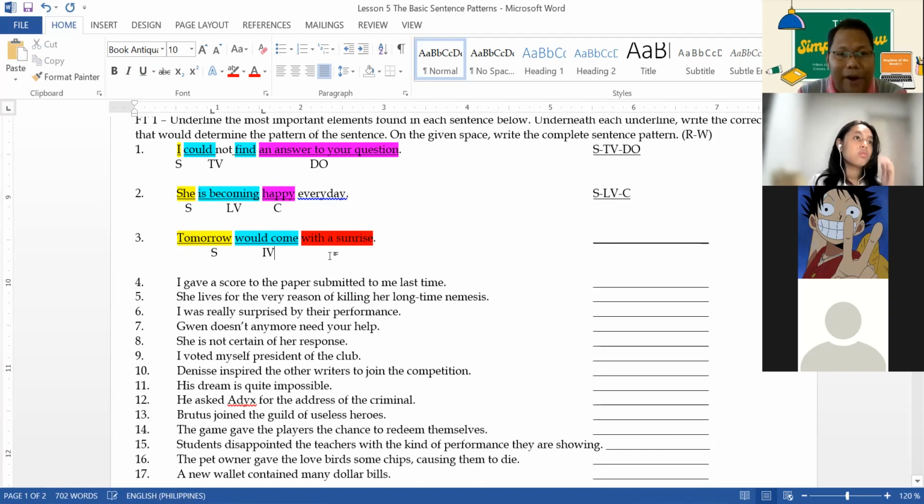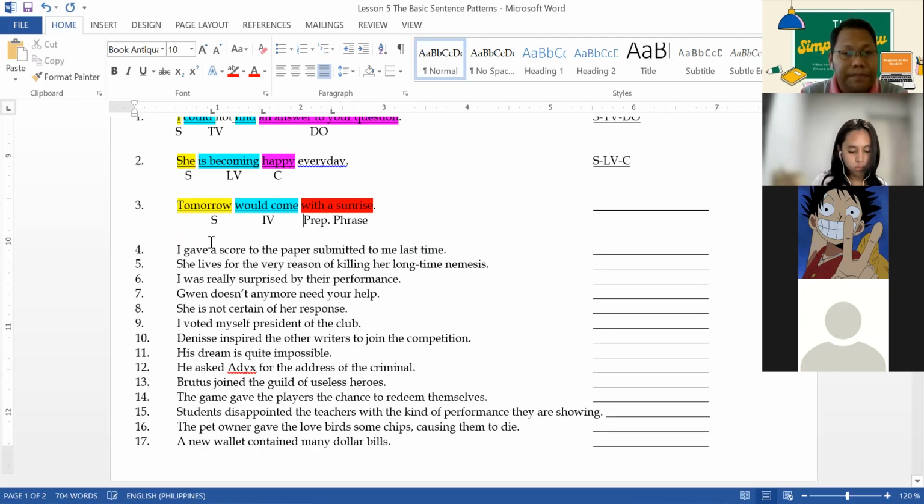Sir, what about with a surprise? Again, with a surprise, we term this as a prepositional phrase. And sentences may live without prepositional phrases. You can, in fact, end your sentence at come. Tomorrow would come. And the sentence is fine there.